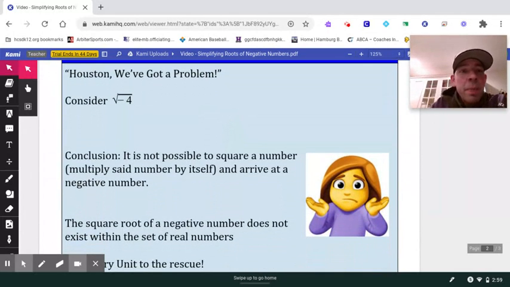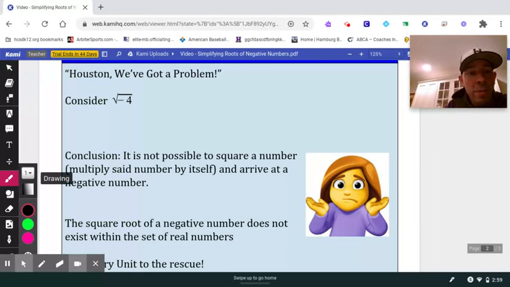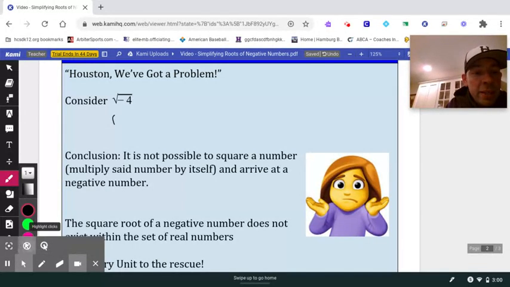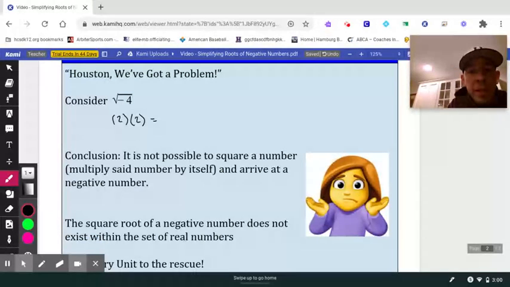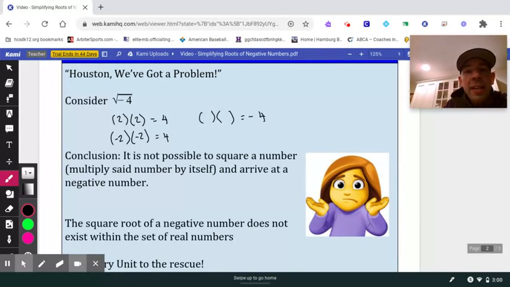And so consider this. Consider the square root of negative 4. And certainly, Houston, we've got a major problem here because you'll notice, of course, if we take a positive 2 and multiply it by another positive 2, we're getting positive 4. Or if we take a negative 2 and multiply it by a negative 2, we're also getting a positive 4. So the question is, what number could I multiply by itself and get negative 4 as the answer? And quite frankly, it's just impossible.